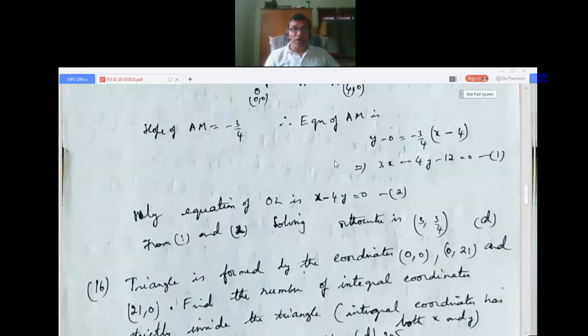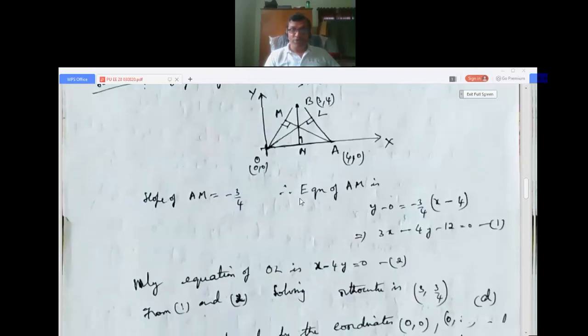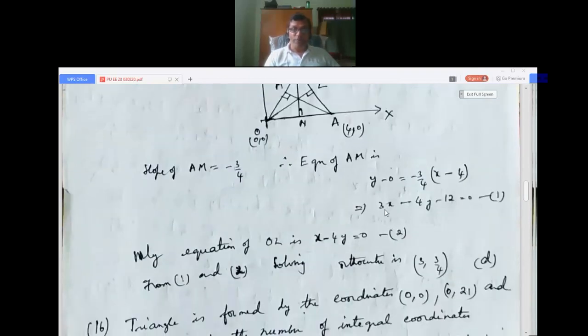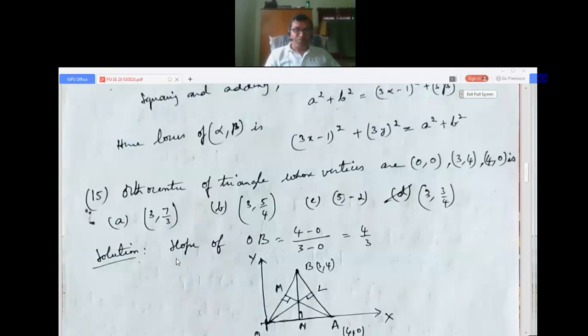Now the two altitude equations you got: one equation is 3x minus 4y minus 12 equals 0, and another equation is x minus 4y equals 0. Solving 1 and 2, by any method, either the simultaneous linear equation method, adding, subtracting, or the matrix method, whichever is easy for you. So the orthocenter, by solving these two equations, is (3, 3/4), because the orthocenter is the point of intersection of the altitudes.